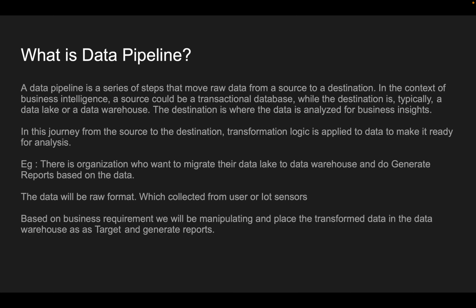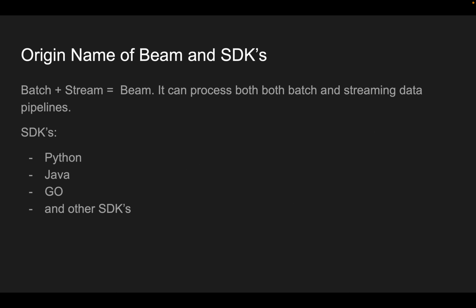So let's consider there is an organization that wants to migrate their data lake to a data warehouse and generate reports based on the data. The data will be in raw format, collected from the users, from websites, or from IoT sensors. Based on the business requirements, we'll be manipulating it and placing the transformed data in the data warehouse as a target, and generate reports using tools like Google's Data Studio, some reporting tools. Okay, so this is the data pipeline.